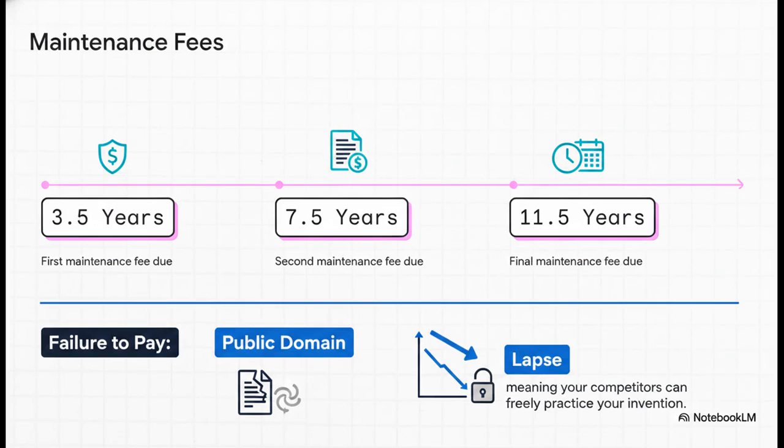And even after you secure the allowance, there are maintenance fees. To keep your utility patent in force, fees are due at very specific intervals: 3.5 years, 7.5 years, and 11.5 years from the grant date. If you fail to pay these, your patent simply lapses into the public domain, which means your competitors can freely practice your invention. Definitely not what you want.